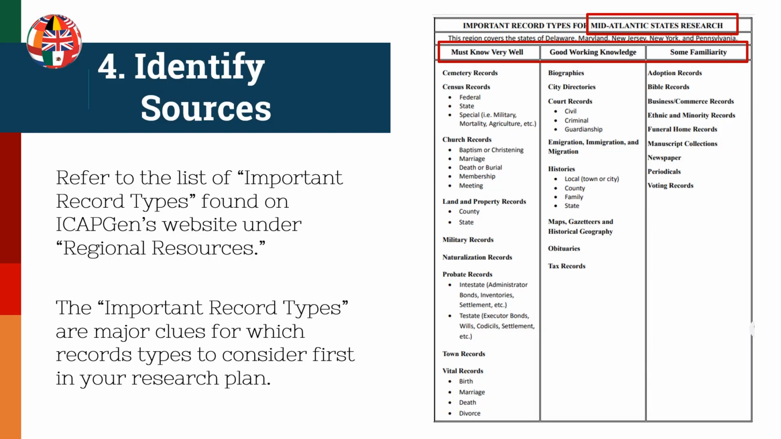Another great resource is the list of important record types for each region that is found on the ICAPGen website under Regional Resources. The important record types are major clues for which record types to consider first when creating your research plan. You can see in this example for the Mid-Atlantic states, they have those that you should know very well, and then the record types that you should have a good working knowledge of, and then those for some familiarity. So the first column of must know very well indicates which records are the most useful to turn to first.